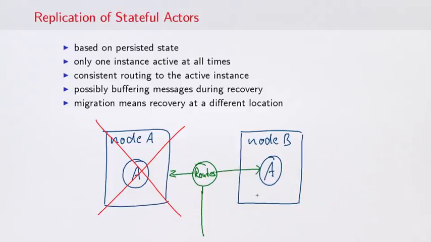And if we are using event sourcing, we can even optimize this process. This second copy of A could be started right away, but it could be inactive and only replay the event stream which is generated by A, so the event store. And then recovery of A in the event of failure takes very little time.